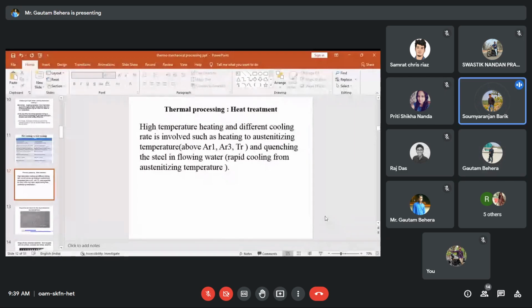Sir, that is the Ac1 temperature. Ar1 is the Ac1 temperature, a critical temperature. Critical temperatures, okay, fine. Which one is a critical temperature? Ar1, Ar3 are critical temperatures. Very good. Critical temperature means the temperature at which phase transformation happens. Okay, very good. But what is the difference between Ar1 and Ar3?